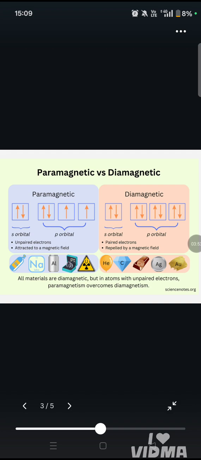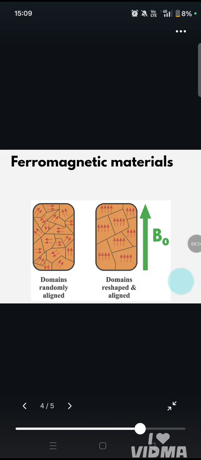As a result, paramagnetic materials are weakly attracted by the magnetic field. However, once the magnetic field is removed, the alignment disappears and the material loses its magnetism. Paramagnetic materials have positive magnetic susceptibility, but its value is very small. Examples of paramagnetic materials are aluminium, platinum, oxygen, magnesium. So remember, diamagnetic is weakly repelled, paramagnetic is weakly attracted.